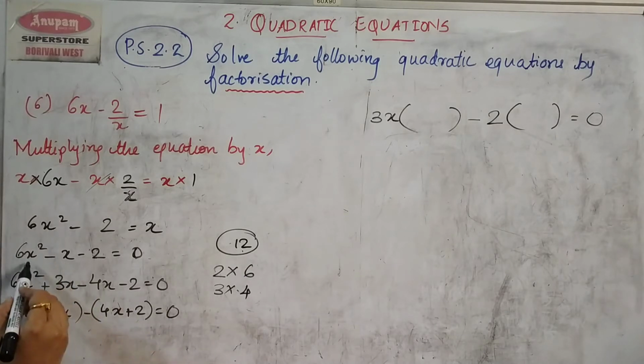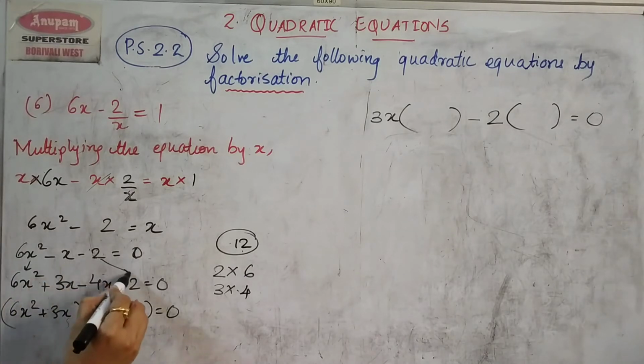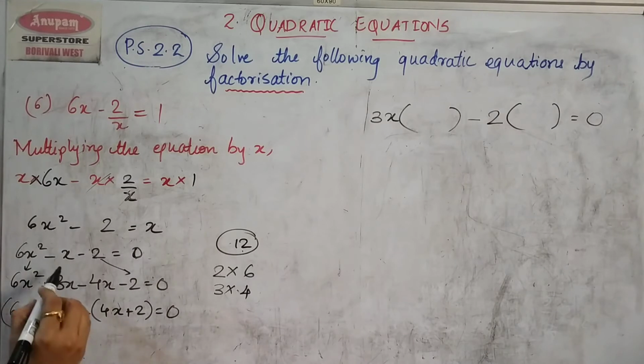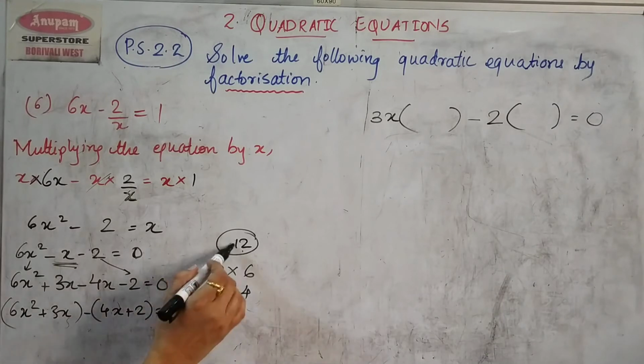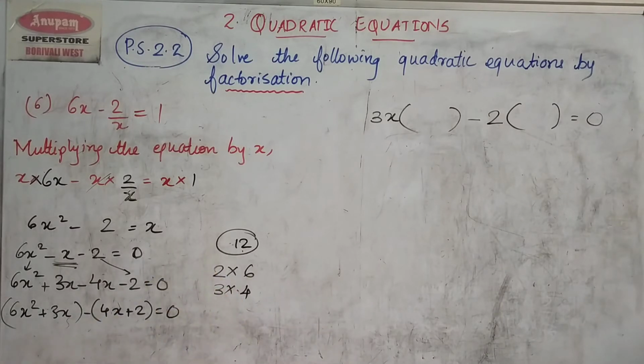So first I write down the 6x square here, I write down minus 2 also here. Now I have to split this minus x. And for splitting this minus x, I need to find out the factors of 12. So the first factor that I get is 2 6's are 12. But 2 and 6 will not give me 1, right? The next one, after 2's table, it comes in 3's table. 3 4's is 12. And 4 minus 3 will give you 1. So the two numbers which I want here are 3 and 4.